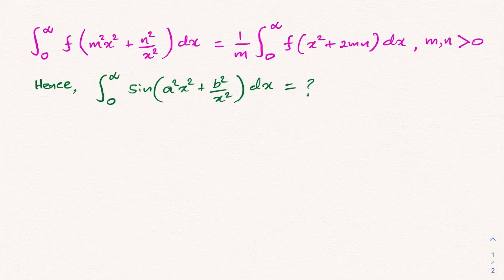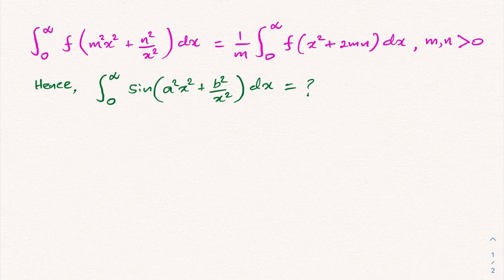In this video, we are going to prove this nice integral formula. The integral from 0 to infinity of f of (m square x square plus n square over x square) dx is equal to 1 over m times the integral from 0 to infinity of f of (x square plus 2mn) dx, where m and n are greater than 0. Then using this integral formula, we are going to evaluate the integral from 0 to infinity of sine of (a square x square plus b square over x square) dx.